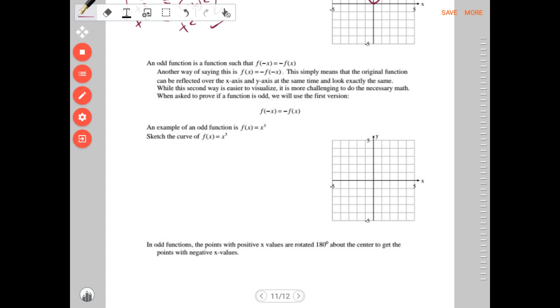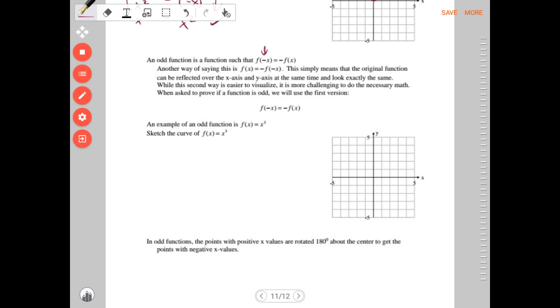An odd function, on the other hand, is a function such that f of negative x is the same as negative f of x. Another way of saying this is f of x equals negative f of negative x. And what this simply means is that the original function can be reflected over the x-axis and y-axis at the same time and look exactly the same.